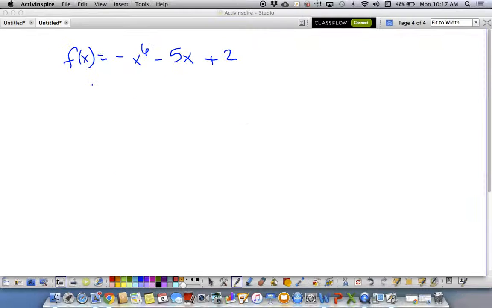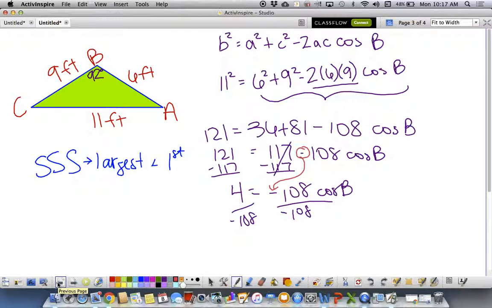Wait, were we finished with that problem? No, all we had was one angle. Where do we have to go next? Law of sines. Does it matter which angle we do next? No, it doesn't, because you already found your obtuse angle. Both others have to be acute, so you can do sine 92 over 11 equals, doesn't matter, sine A over 9.